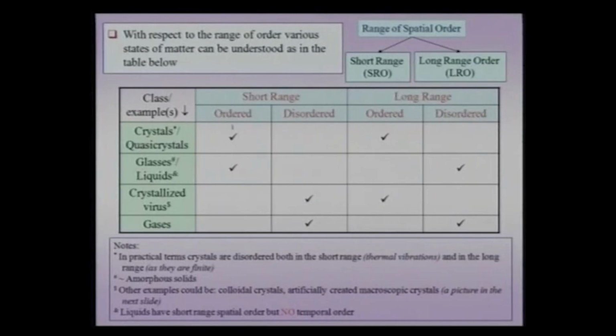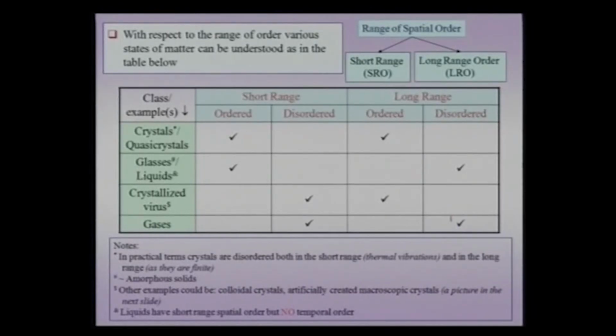We are still talking about some mathematical sense. So you can see one extreme would be crystals and quasi crystals, which are ordered in the short range and in the long range, and the other end would be gases, which are neither ordered in the short range nor in the long range. So gases are the other extreme, wherein of course we already know that they don't even have any kind of temporal order. The temporal order is always changing.